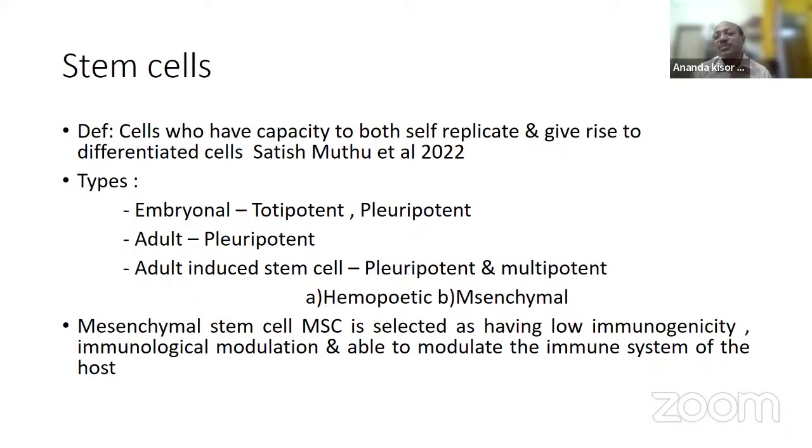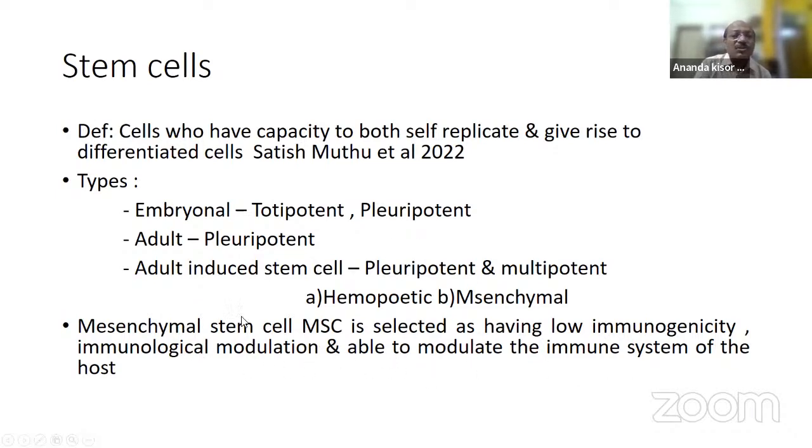They can produce the osteoblast, they can produce the fibroblast, they can produce the chondroblast, like this. So mesenchymal stem cells are basically one form of the pluripotent stem cells. They can produce multipotent activity. Now, mesenchymal stem cells are selected as having low immunogenicity in comparison with the hemopoietic stem cells.